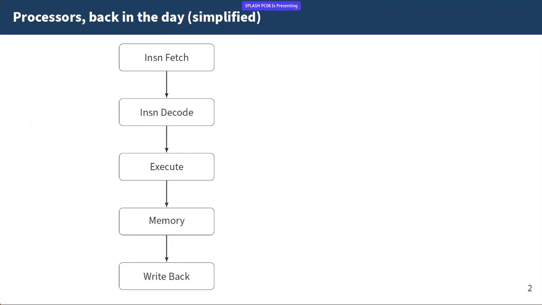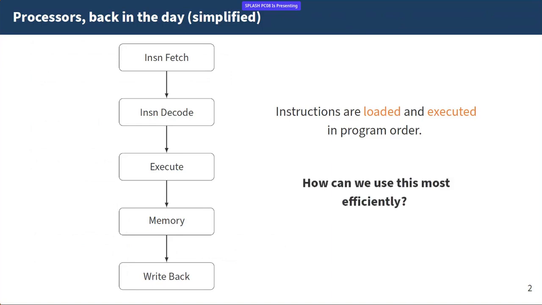Back in the day, processors used to follow at least roughly a structure like that. Instructions were loaded in program order, went through these pipeline stages sequentially one after the other, and executed in program order. We as programming language researchers naturally ask the question then, how can we use such an architecture most efficiently? And for this case, the answer is rather straightforward. We just need to make sure that we keep the pipeline full, so that the instruction stream that we put in there has no hazards and the like.